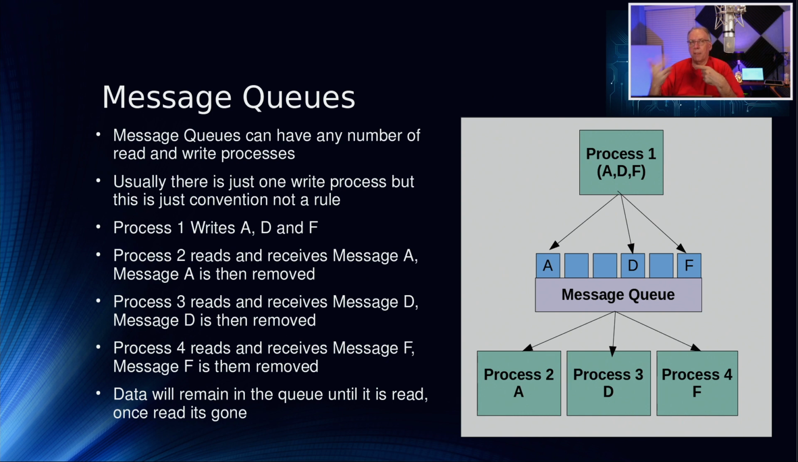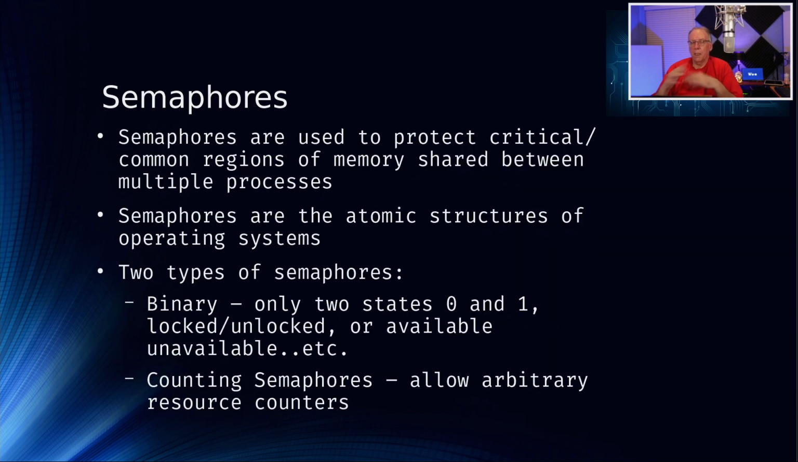And so it reads D, and then that's gone. And then process 4 comes along, and it reads the next value, which is F. And then that's gone. But you'll notice that process 2 didn't get to see all the data. Process 3 didn't get to see all the data. Process 4 didn't get to see all the data. It only got to see what was left on the queue and what was next on the queue. So data remains in that queue until it's read, and once it's read, it's gone.